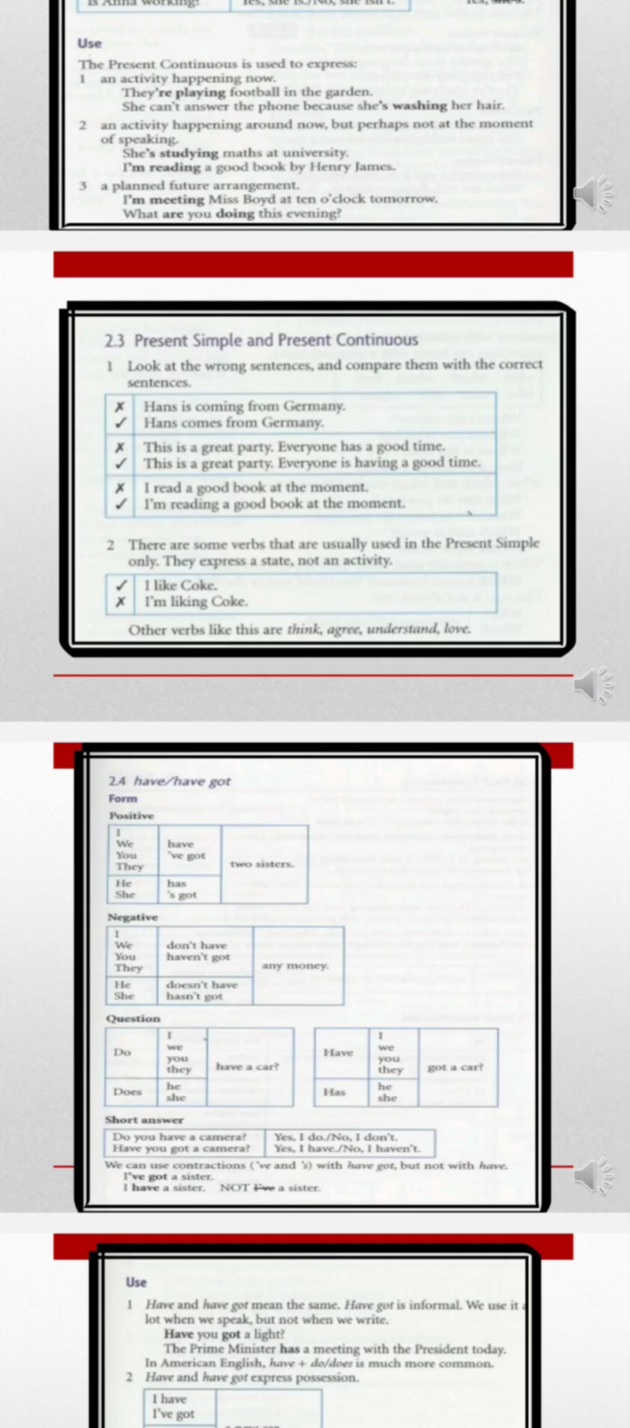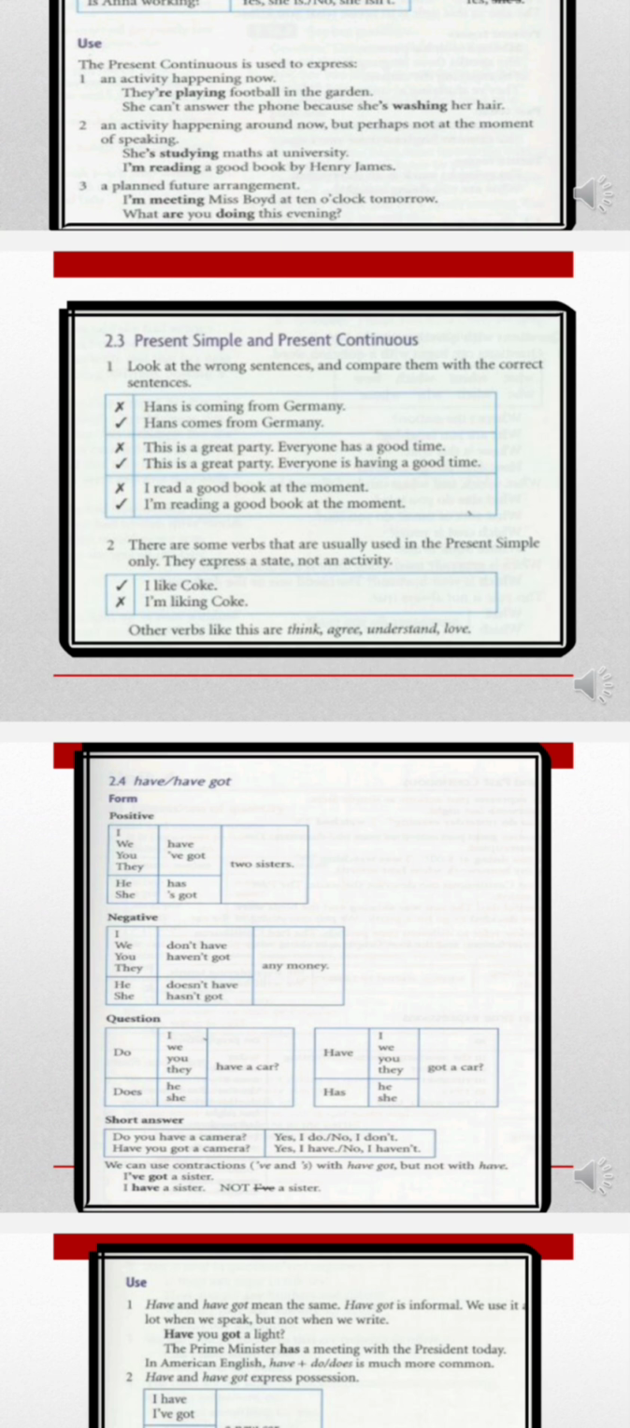Present simple and present continuous. Look at the wrong sentences and compare them with the correct sentences. For example, the first one, "Hans is coming from Germany." This sentence is wrong. The correct sentence is "Hans comes from Germany."